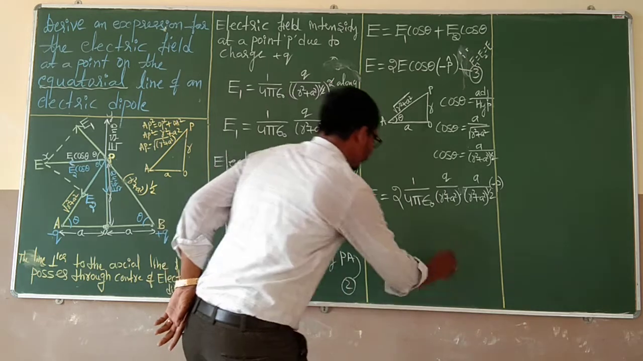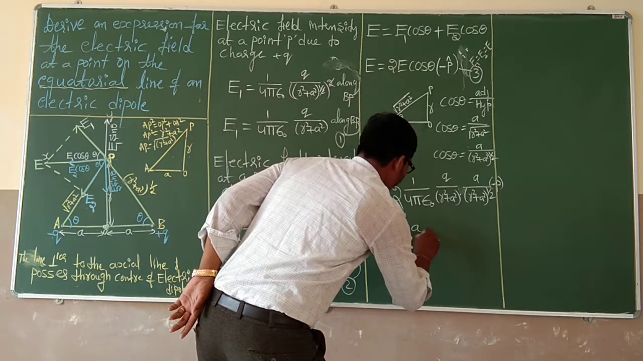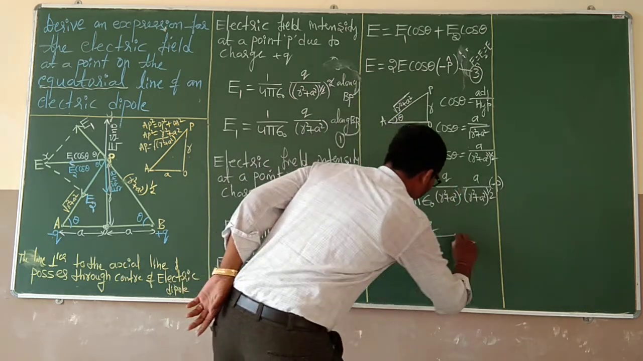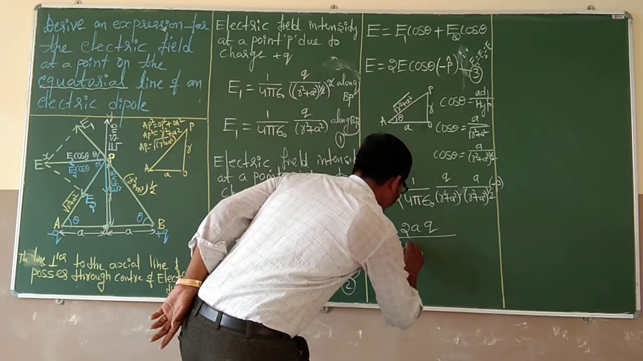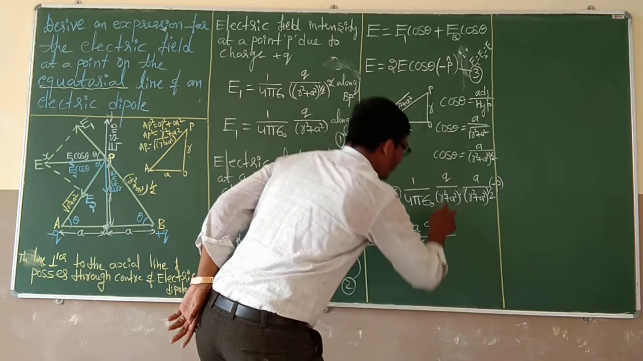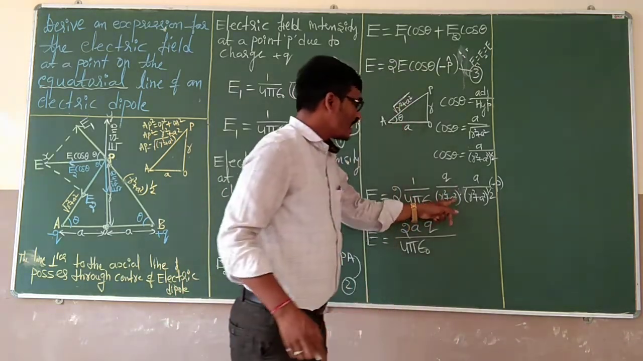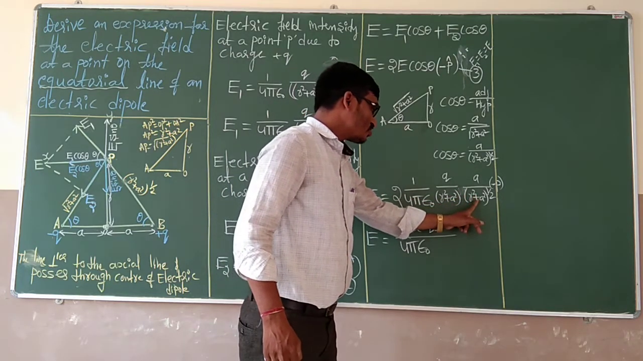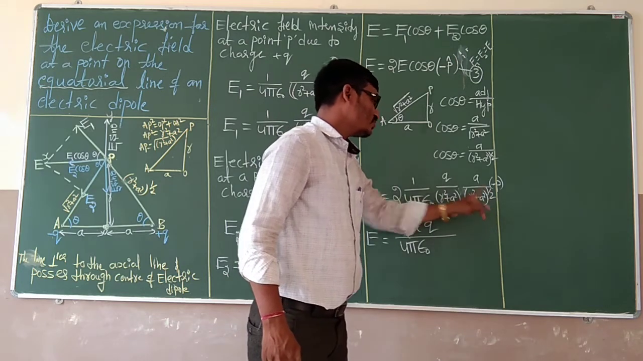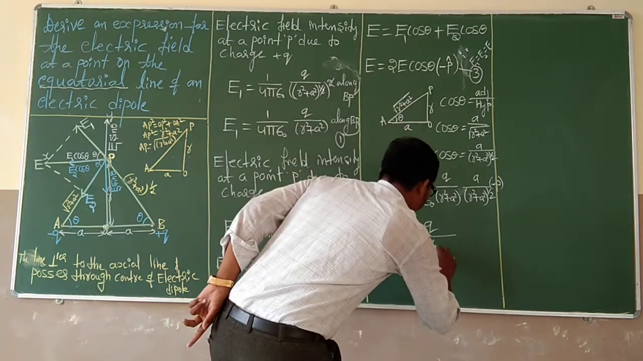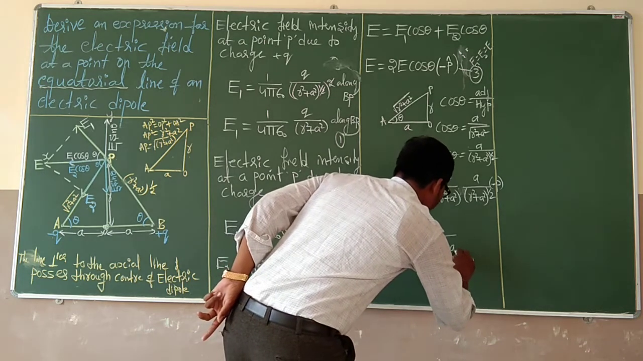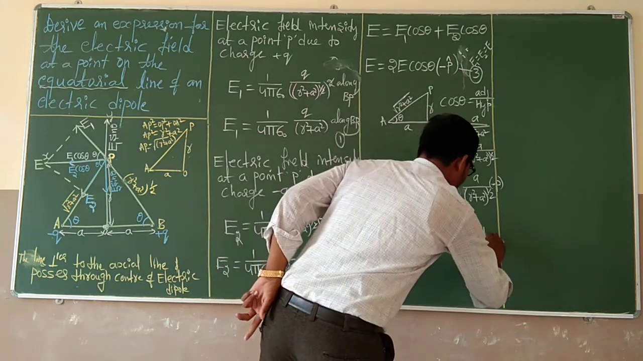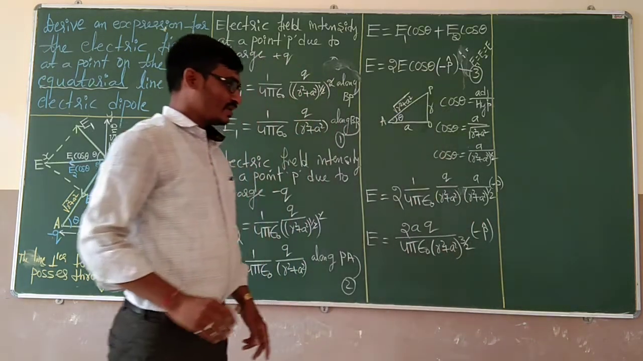Then we can write this as E is equal to 2AQ divided by 4 pi epsilon naught, into (R square plus A square) whole to the power 1 into (R square plus A square) whole to the power 1 by 2. It becomes (R square plus A square) whole to the power of 3 by 2. This is minus P cap.